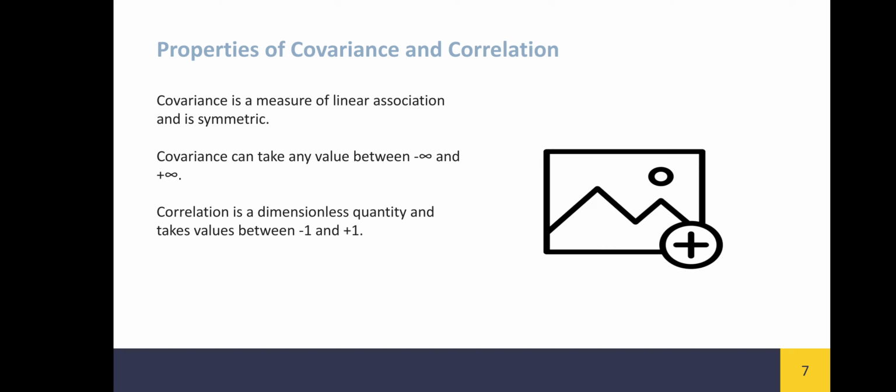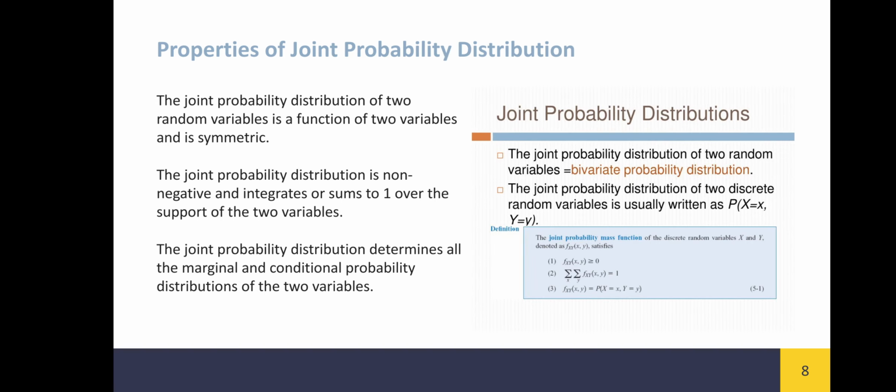So properties of covariance and correlation. Covariance is a measure of linear association and is symmetric. Covariance can take any value between minus infinity and infinity. Correlation is a dimensionless quantity and takes values between minus 1 and plus 1.